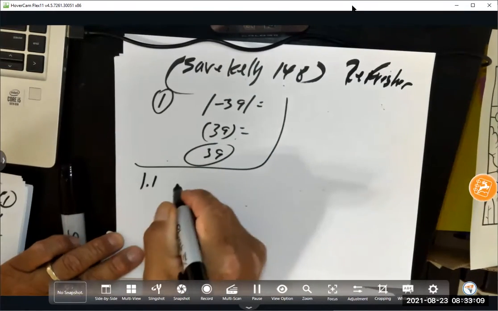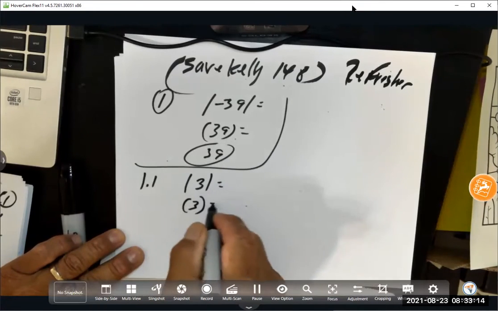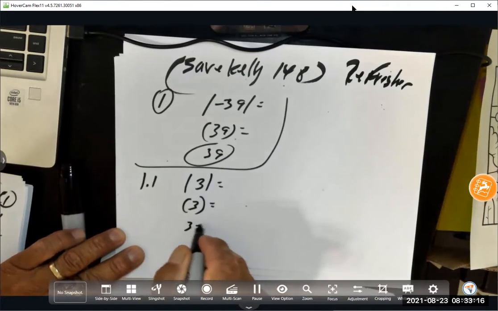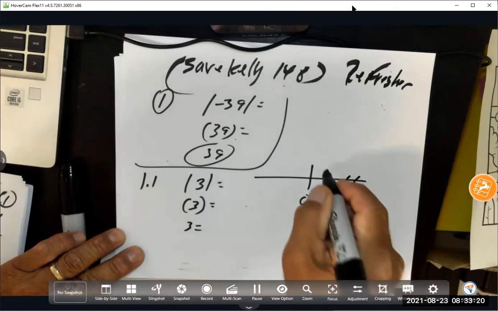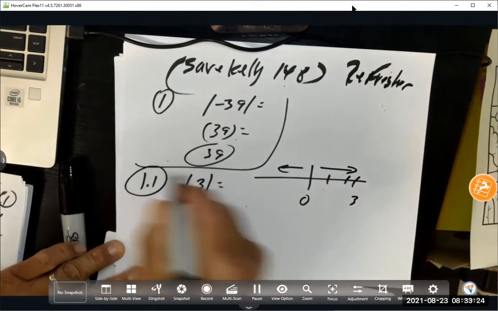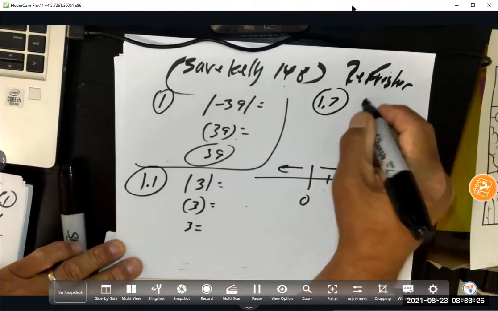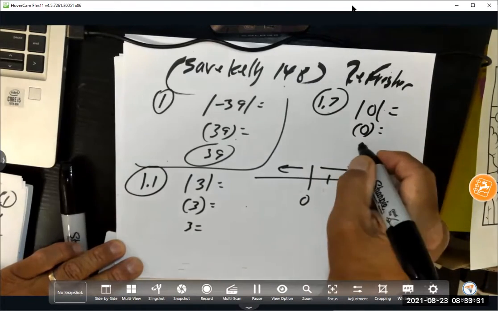Okay, the absolute value of 3 is just gonna be 3. That's it. Just change it to 3. All it means is how far it is from 0: 1, 2, 3. The distance from there, that's all it means. Okay. All right, another one like this. The absolute value of 0 is 0. 0 is 0 from 0.